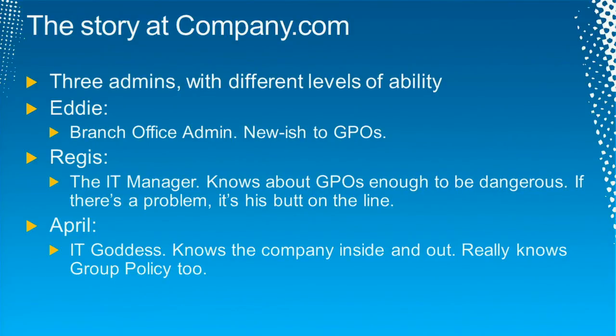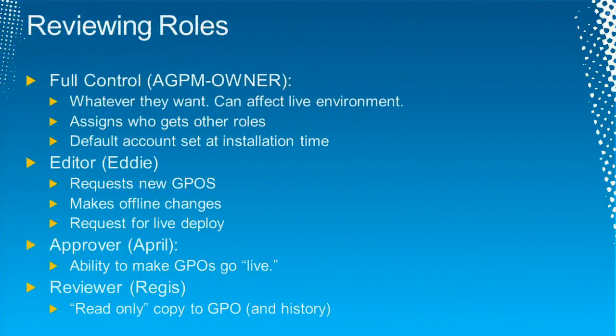You take the level of ability of the person and you map them to the roles. So we're going to make April the owner, the approver or the admin. Eddie is the editor, and Regis is the reviewer. Okay, that's what we're going to do right now here.